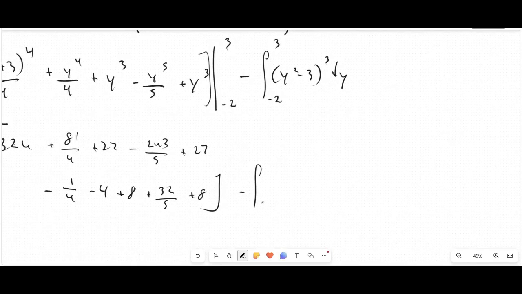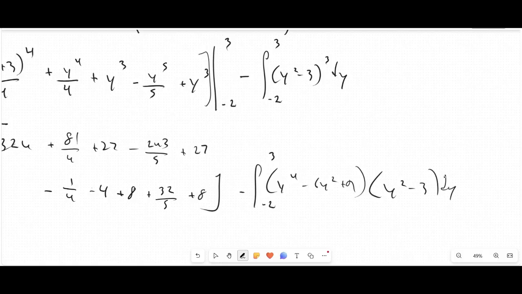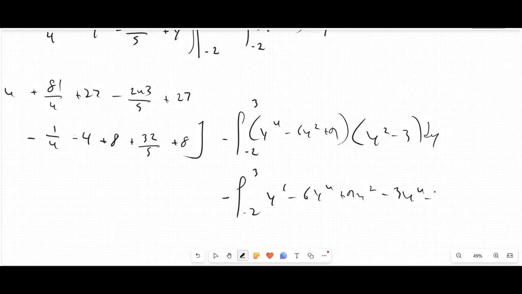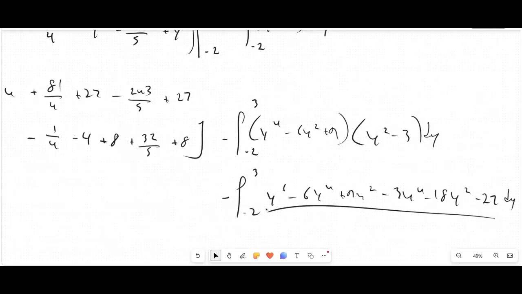And let's just be clear here. This guy, you've got to expand this. So y to the fourth minus 6y squared plus 9 times y squared minus 3 dy. And then just one more step. Minus -2 to the 3. And then you've got y to the 6 minus 6y to the fourth plus 9y squared minus 3y to the fourth minus 18y squared minus 27 dy. And then you can integrate all of that.